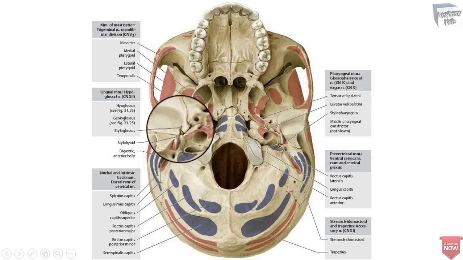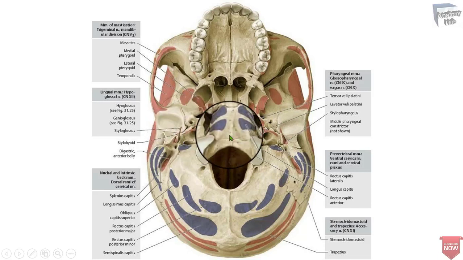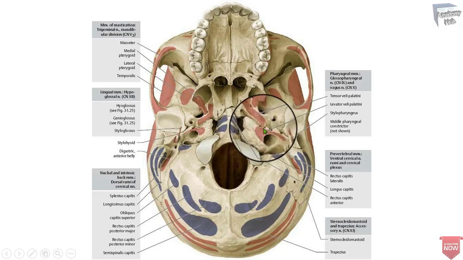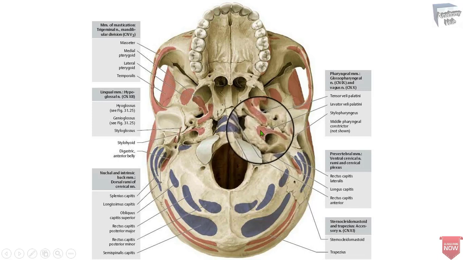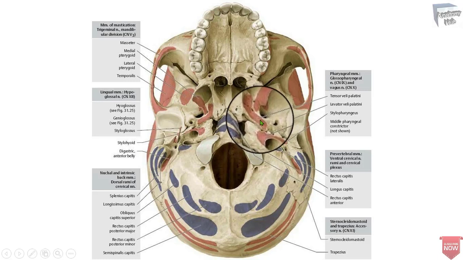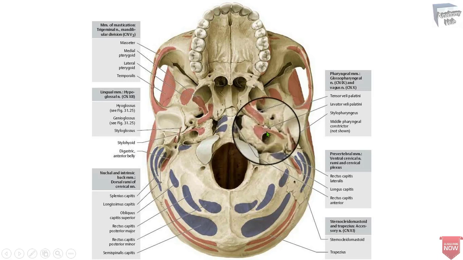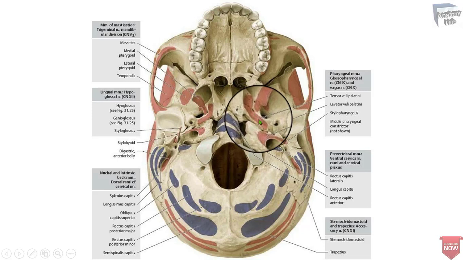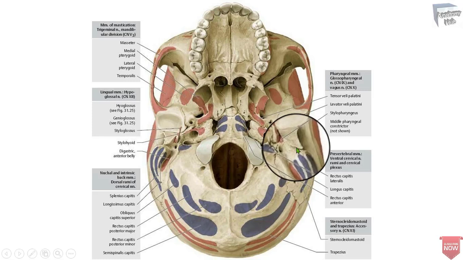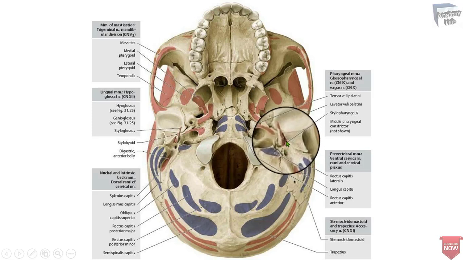And here you will find the levator veli palatini from the carotid canal and the petrous part of the temporal bone. Here you will find the tensor veli palatini and the levator veli palatini from the petrous part, and the tensor veli palatini from the sphenoid bone over here. And here you will find the middle pharyngeal constrictor muscles.